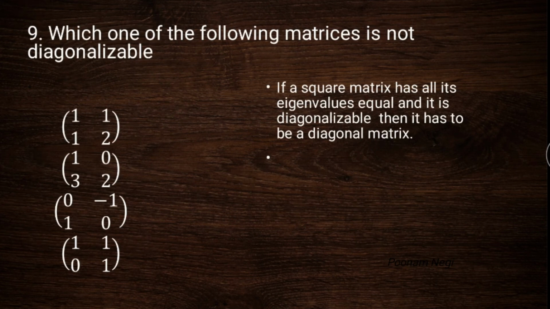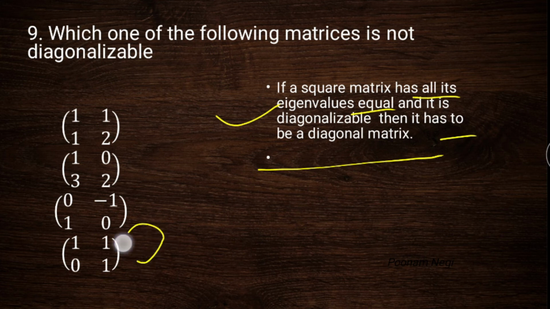The next question is, which one of the following matrices is not diagonalizable? As we know, if a square matrix has all its eigenvalues equal and it is diagonalizable, then it has to be a diagonal matrix. What we are doing in this question is using the reverse approach. We are just checking our options and then trying to crack down our answer.